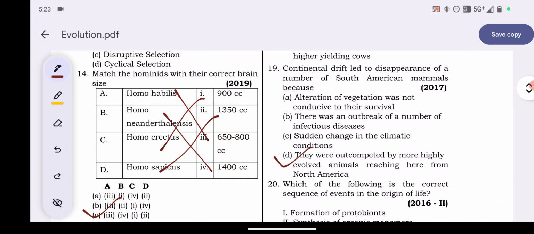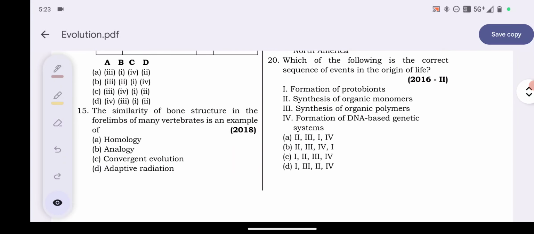Continental drift led to disappearance of a number of South American mammals because they were outcompeted by more highly evolved animals reaching here from North America. Explanation: when South America joined North America due to continental drift, these animals were displaced by North American fauna. So D is the answer. Question number 20. Which of the following is the correct sequence of events in the origin of life? प्रॉपर सीक्वेंस आपको बतानी है.